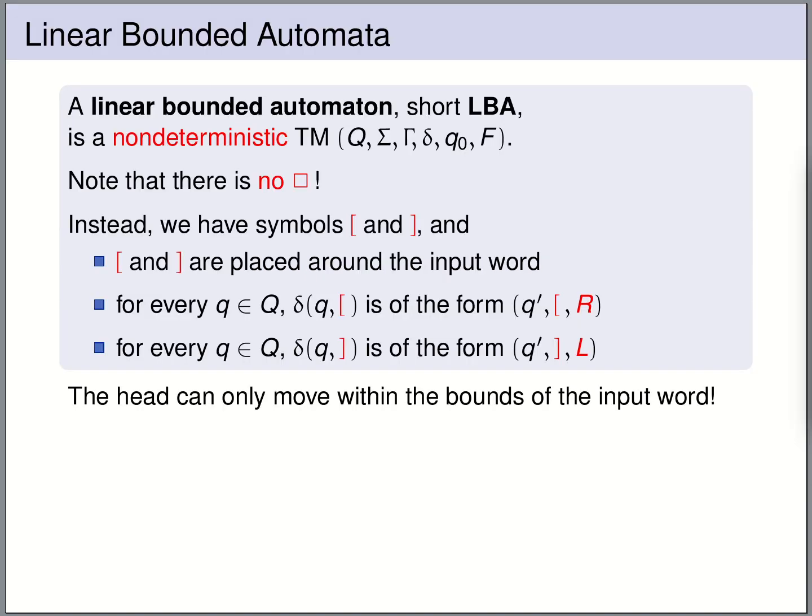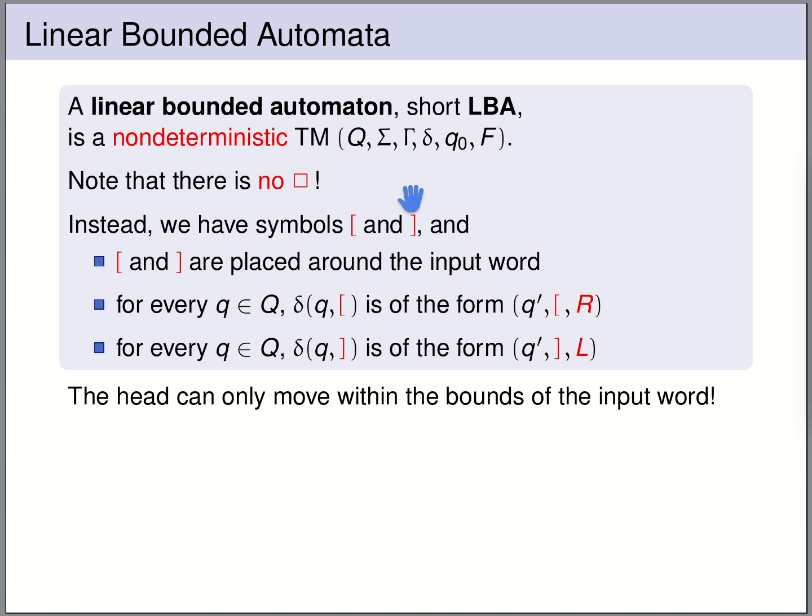The class of automata corresponding to context-sensitive grammars are known as linear bounded automata. A linear bounded automaton, short LBA, is a non-deterministic Turing machine. So it's important, this is a non-deterministic Turing machine that does not use the blank symbol. So there's no blank symbol in our tape alphabet. Instead of the blank symbol, we have these special brackets that we put around the input word.